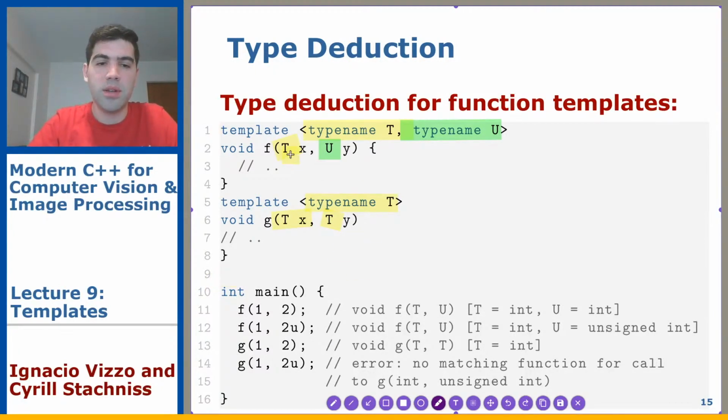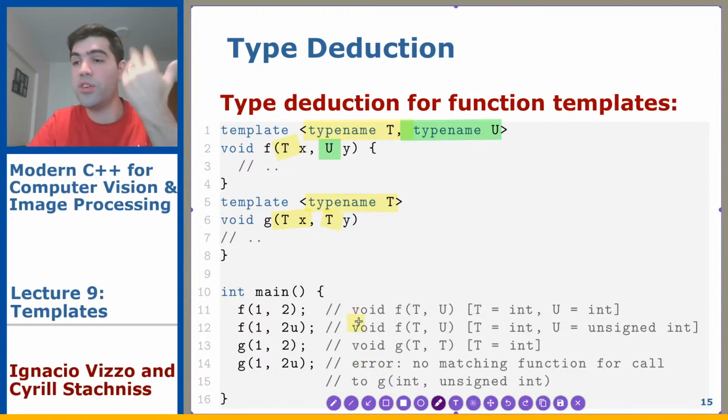And then let's call f in our application with two integers. So this will go here, we'll check, you'll say, okay, this t is an integer, and then the 2 is also an integer. So I will create a function for you at compile time with t equals to int and u equals to int, right?